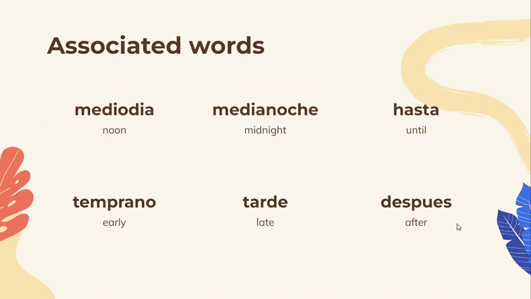And some associated words are mediodía for noon, medianoche is midnight, hasta is until, temprano is early, tarde is late, and después is after. And those are the time words.